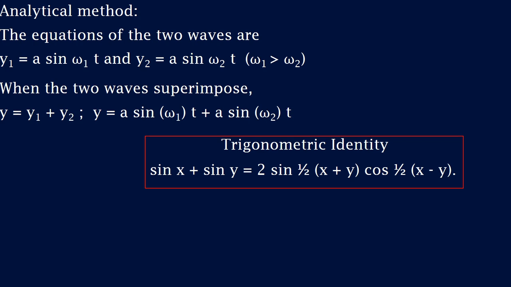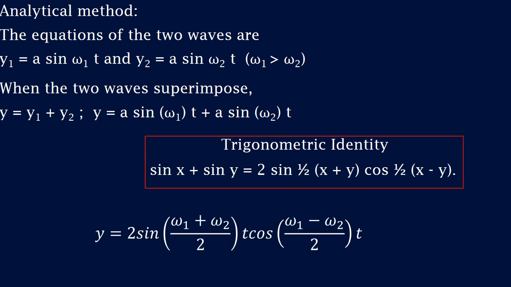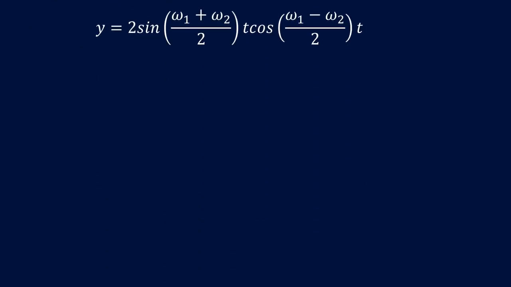Now we will use a trigonometric identity to simplify the equation. Sin x plus sin y is equal to 2 times sin of (x plus y) divided by 2 into cos of (x minus y) divided by 2. Therefore, we get the equation of y as y equals 2 times sin of ((omega 1 plus omega 2) divided by 2) into t, into cos of ((omega 1 minus omega 2) divided by 2) into t.